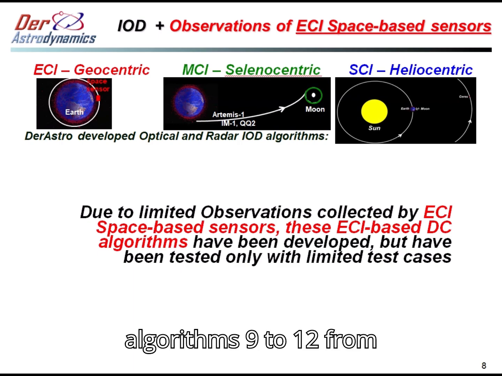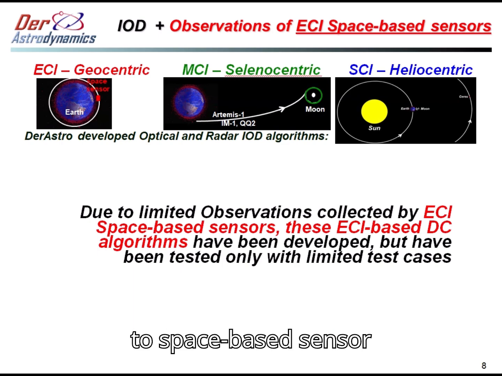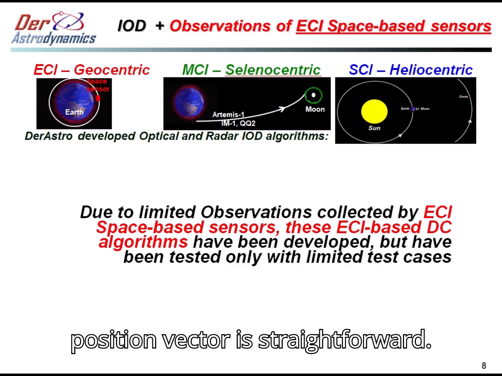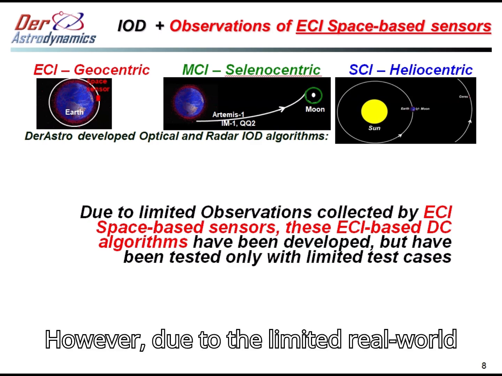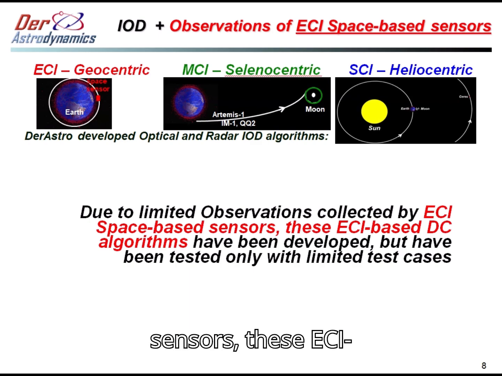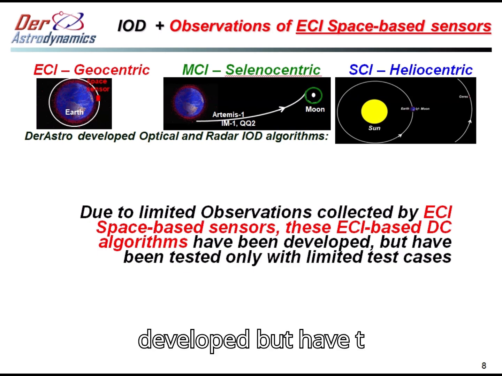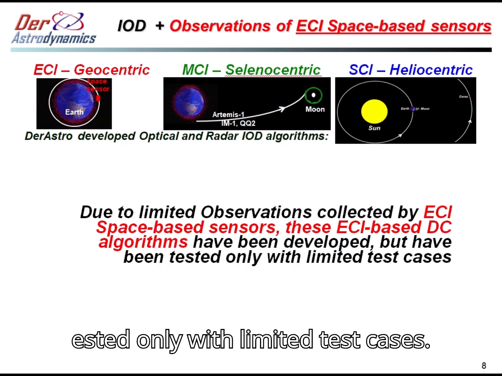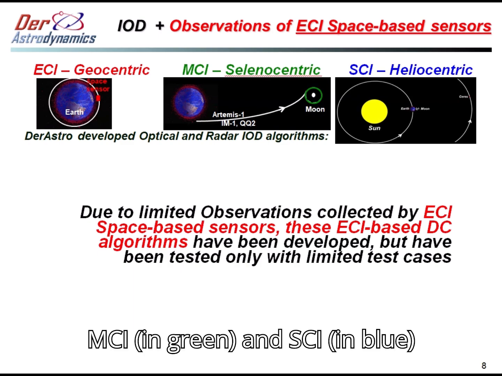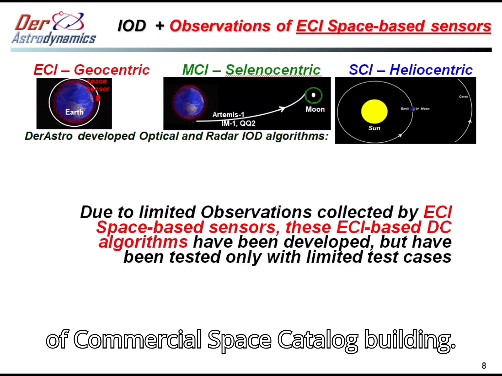Modifications of algorithms 9 to 12 from ground-based sensor site LLA to space-based sensor position vector is straightforward. However, due to the limited real-world observations collected by ECI space-based sensors, these ECI-based DC algorithms have been developed but tested only with limited test cases. MCI in green and SCI in blue DC algorithms are outside the scope of commercial space catalog building.